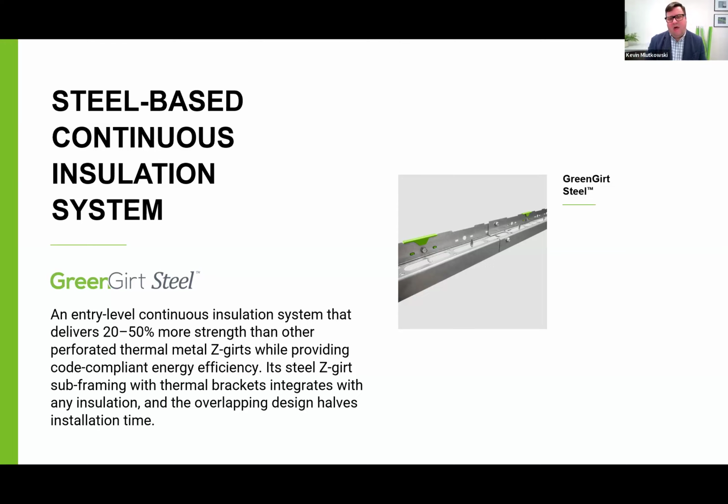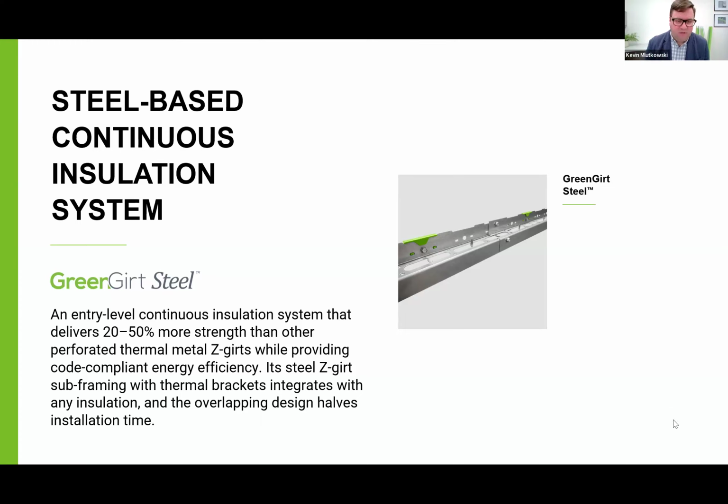Also, you can see in this image here, it has a simple overlapping design, which makes it much easier from an installation perspective. You can see the integrated insulation retention locks flipped upward on that horizontal axis, allowing the girt itself to hold the insulation in place, eliminating the need for the thousands of stick pins or other fasteners to hold insulation. With the locks, as well as the overlapping design, doubling the speed of installation. So being able to install Green-girt Steel twice as quickly as other steel-based systems on the market today.